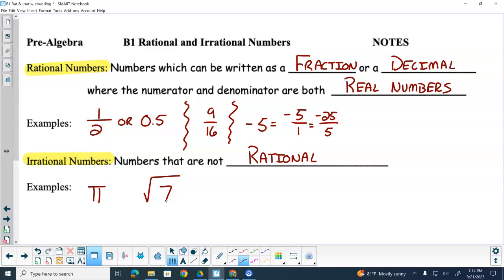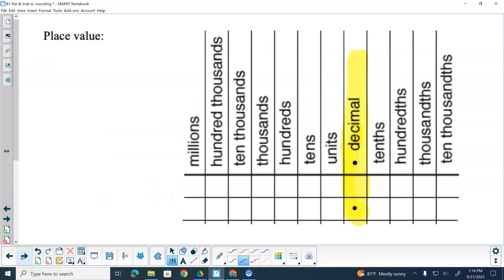All right, let's get into some of this now. What we're going to be doing a lot today and a lot in this unit is rounding to a specific place value. So these are all of the place values. Now I'm going to have you add something in here under units. Sometimes we might call that the ones. So you can add that.